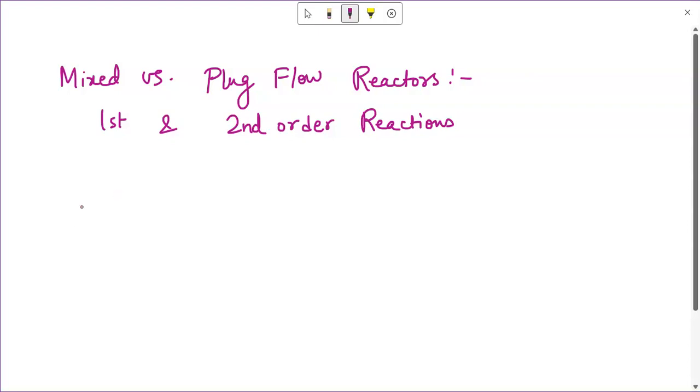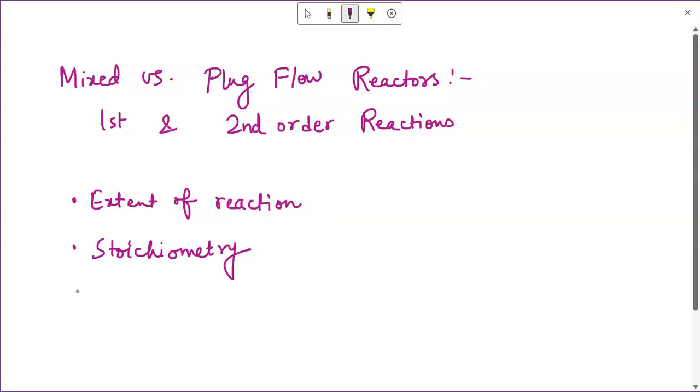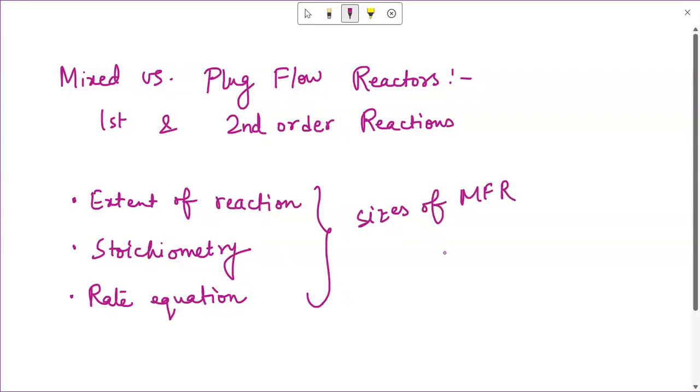What are these factors? One big factor is the extent of reaction, the extent to which you want the reaction to proceed. The next factor is the stoichiometry involved. Of course, this is very important. And the third factor is the rate equation. These are the deciding factors for the sizes of mixed flow and plug flow reactors.